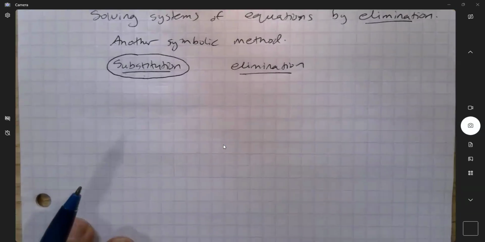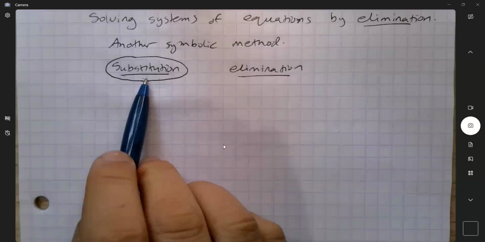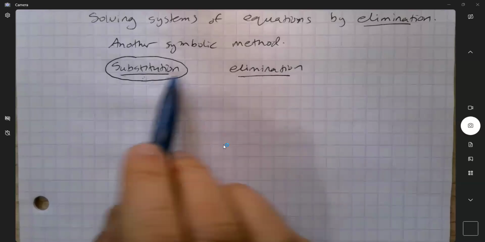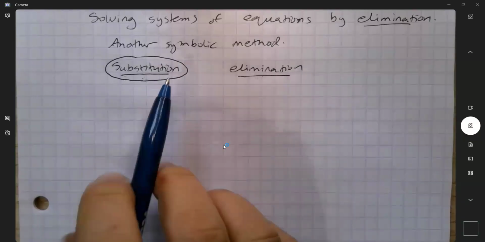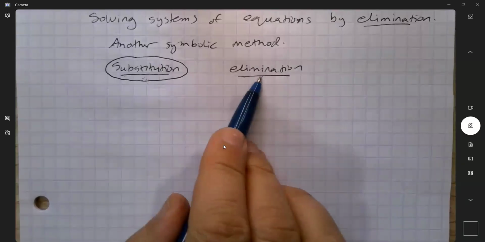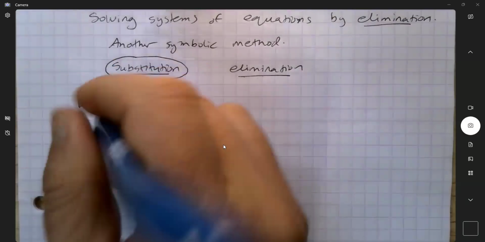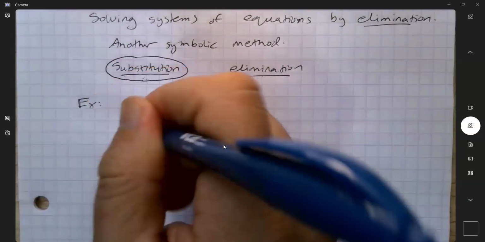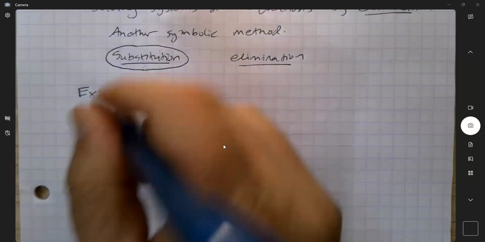On the final exam, I won't ask you to use a specific method. I will allow you to choose what method you want. And if you have practiced substitution a lot, use substitution. If you practiced elimination a lot, use elimination. But let's look at solving systems of equations by elimination, just so you can see how it works.